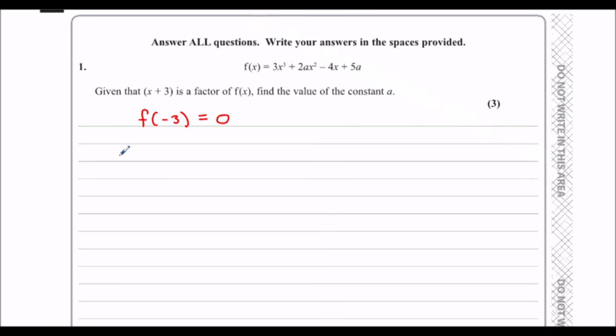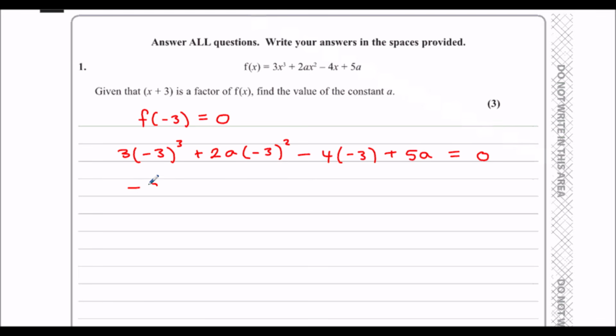a. So we've got 3 times negative 3 cubed plus 2a times negative 3 squared minus 4 times negative 3 plus 5a. And we know that is equal to 0. So we can do these on a calculator if we need to simplify them. I'm just going to write them down. So 3 times negative 3 cubed. Negative 3 cubed is negative 27.